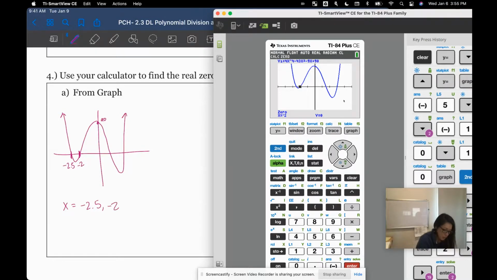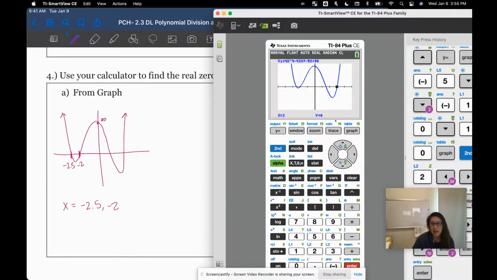Another way to test your root: I think there's an x-intercept at 3. So you can press trace, and then type in the number 3. And if your y value is 0, you have an x-intercept. So right here, you have another x-intercept at 3. I'll put them in order.